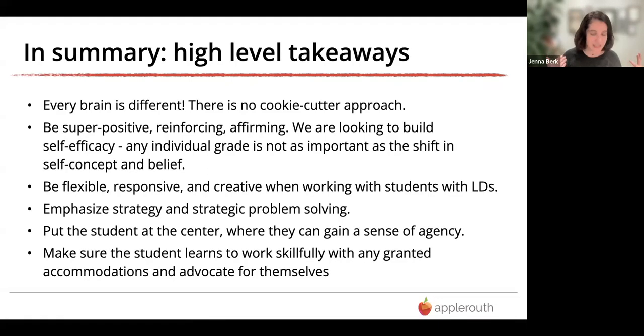I know that I'm always at my best when I am working with a student with learning disabilities, because it forces me to think creatively, to think imaginatively. You want to emphasize strategy and strategic problem solving and put the student at the center. You want them to develop that sense of agency and that they are able to advocate for themselves.